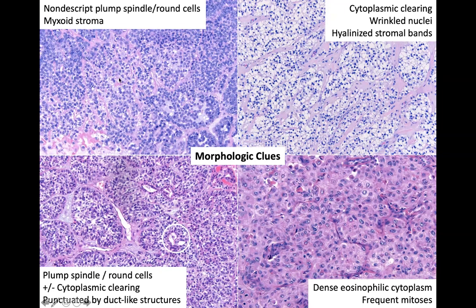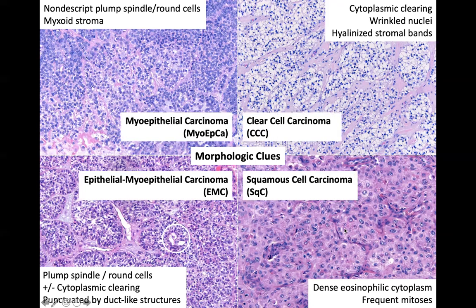The one on the top left is kind of sheets of cells, very nondescript, but with a hair of myxoid stroma. On the bottom left, you have, again, sheets of cells, but maybe you can see that they're punctuated every here and there by a little duct, all right? So that should make you think about something. And then on the bottom right, you have more of a densely eosinophilic cytoplasm, maybe with even dyskeratotic cells, and maybe very well-defined cell borders. So we have clear cell carcinoma on the top right, myoepithelial carcinoma on the top left, epimyoep on the bottom left, and squamous on the bottom right.